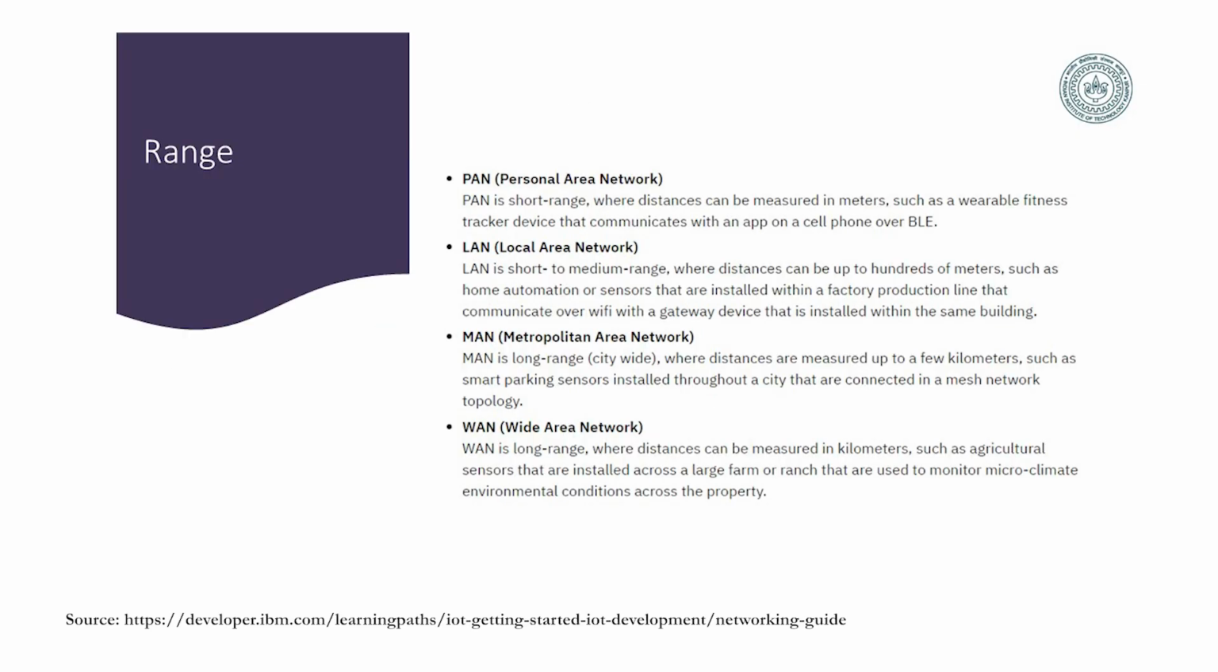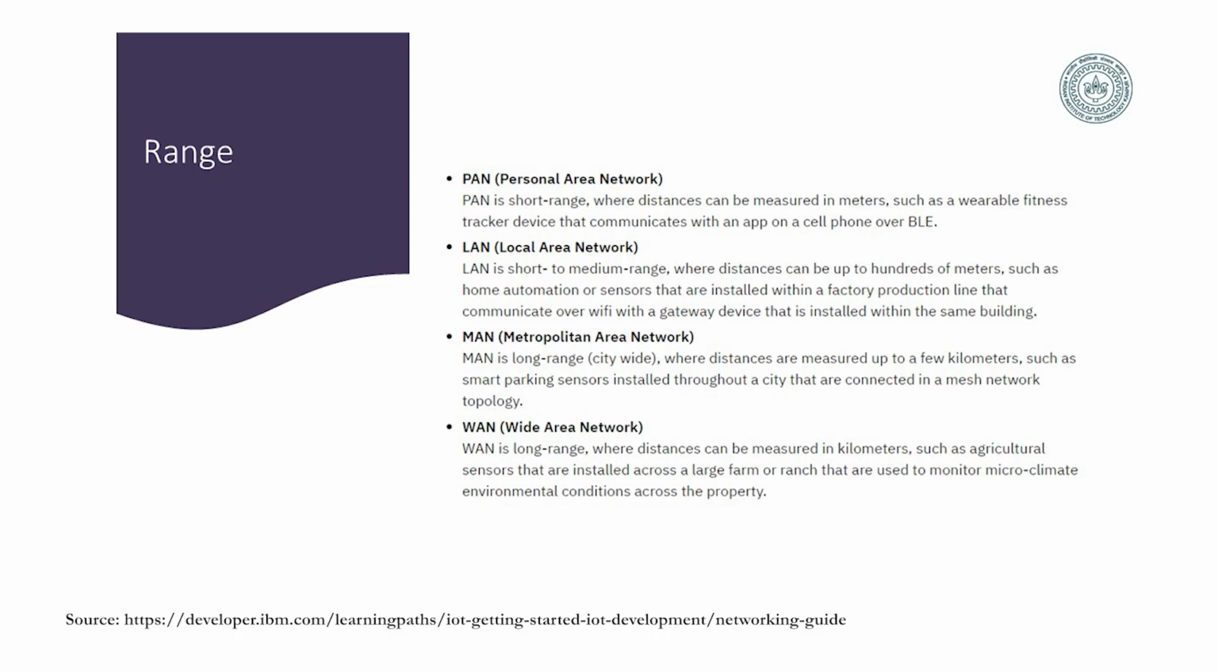So, firstly the range, and you can set up many different types of networks. So, for instance, within our campus we have what? Which network do we have? No, of these four, which one? We have the LAN, right. So, this is a local area network, but then there are also PANs. So, personal area network, which is very short range, distances can be measured in meters. So, for instance, your wearable fitness tracker devices that are communicating with an app on a cell phone or BLE, Bluetooth Low Energy. So, that is a personal area network.